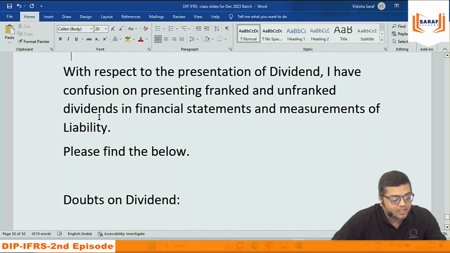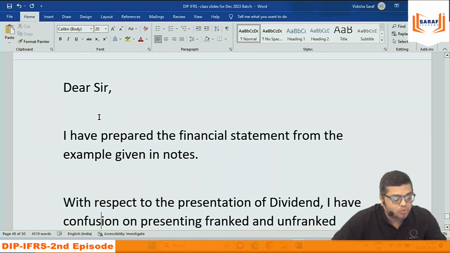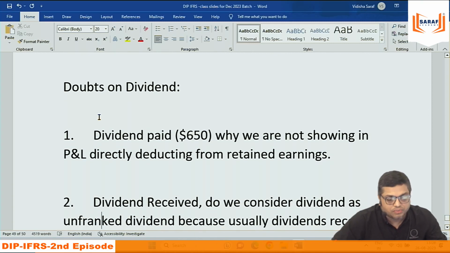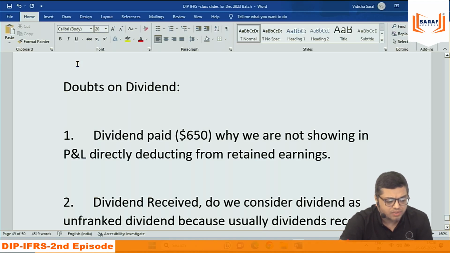He's saying that he has gone through the notes and there was one problem which is solved in the notes. He has gone through that question and then his doubts are on the financial statement format: the PL account, balance sheet, statement of changes in equity. So his first doubt is dividend paid 650.